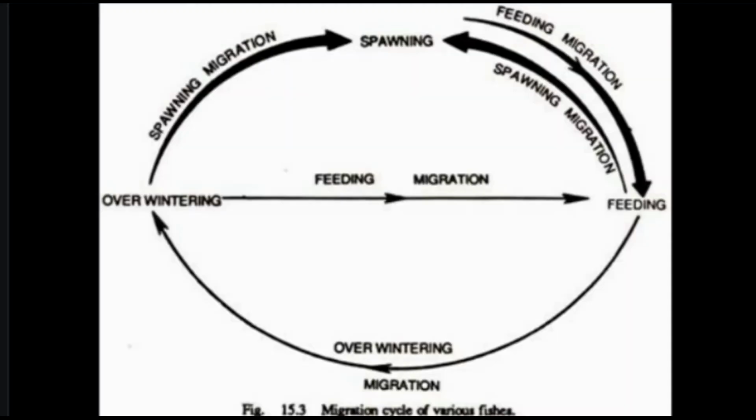Next up is the overwintering. Overwintering migration is basically migration that involves the movement of fishes away from the feeding ground towards wintering grounds. So this migration only applies to fishes that have wintering grounds.